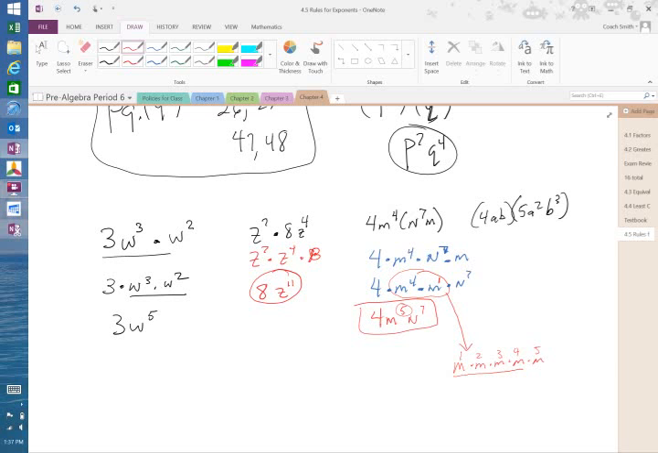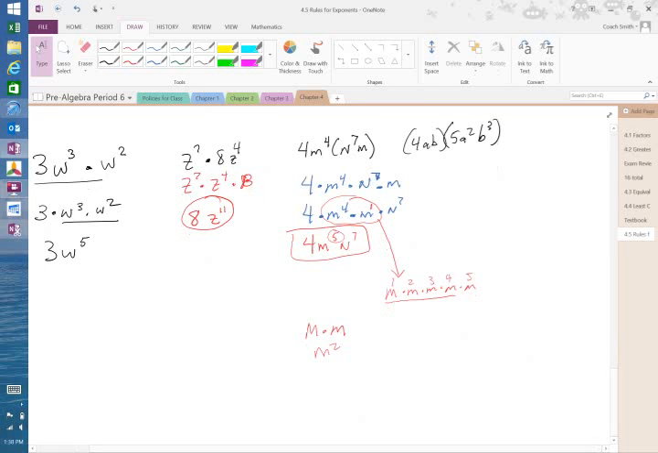Just like this, if I had m times m, what is m times m? M to the 2nd power, because there's 2 m's. Okay? So that's one that usually either confuses some people or they lose track of and do it wrong on a test. So make sure you get that one right.